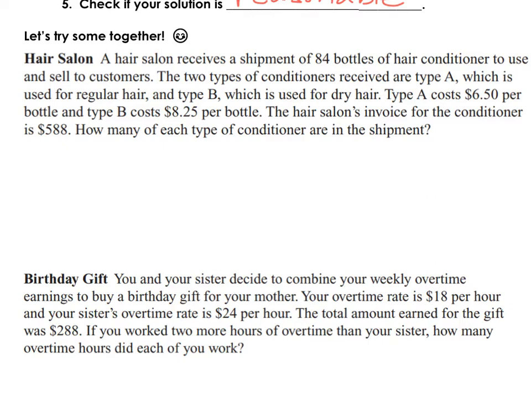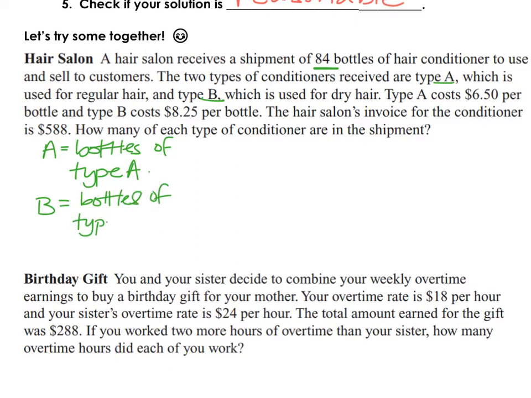So taking a look at underlining some key features, I know we got 84 bottles total. There are two types of conditioner, type A and type B. I think we'll be able to use those for our variables. Let's let A be the bottles of type A, and then we'll do the same thing for B. So we'll use A and B instead of X and Y this time. If you want to stay consistent and use X and Y each time, you're welcome to do so, as long as you identify which type of conditioner represents X and which represents Y.